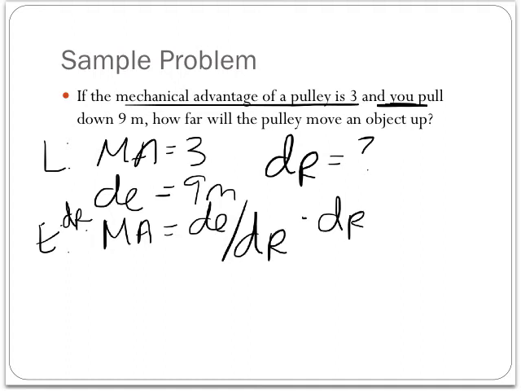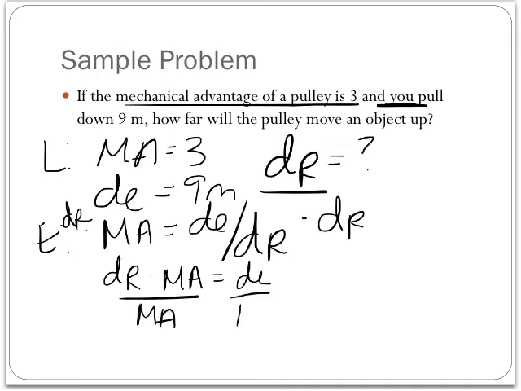Which will give us DR times MA equals DE. Now we still aren't solving for DR yet, so we still need to get rid of that MA, so we're going to divide by MA. And that gives us DR equals DE divided by MA.